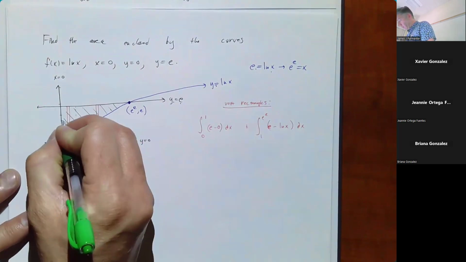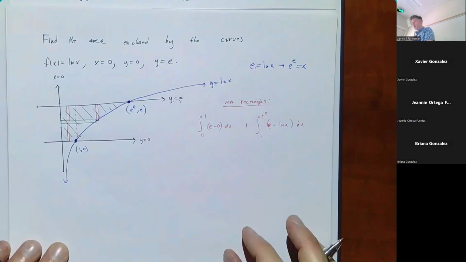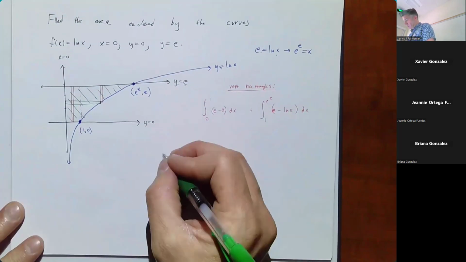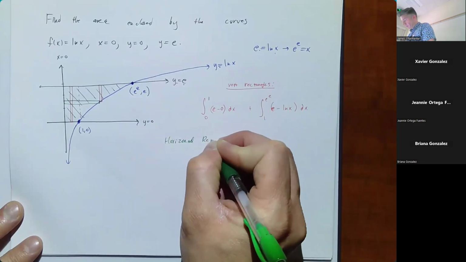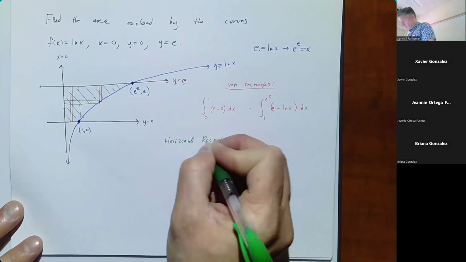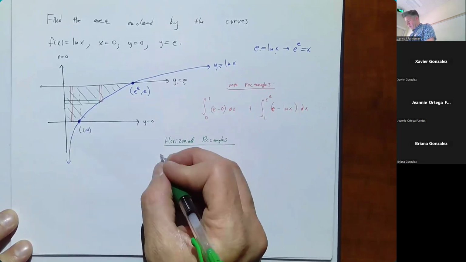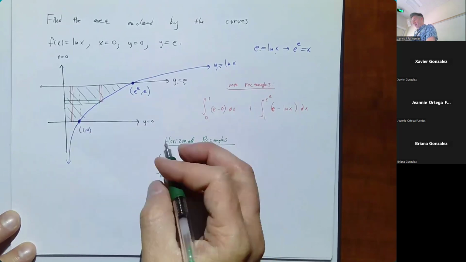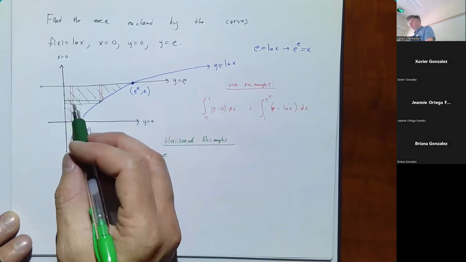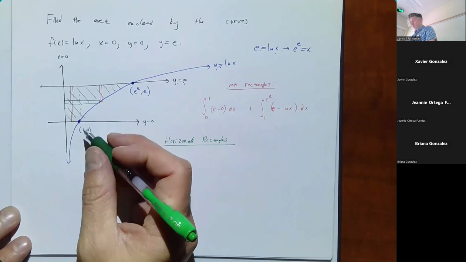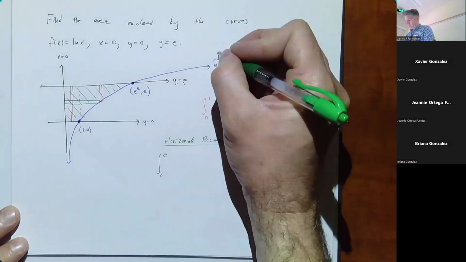If we draw a horizontal rectangle instead, we're much happier about this, because now, using horizontal rectangles, we're going to go as low as y equals 0, as high as y equals e, and we're going to integrate the right function. Instead of saying it's y equals natural log of x, we're going to solve for x, and we're going to get x equal to what?